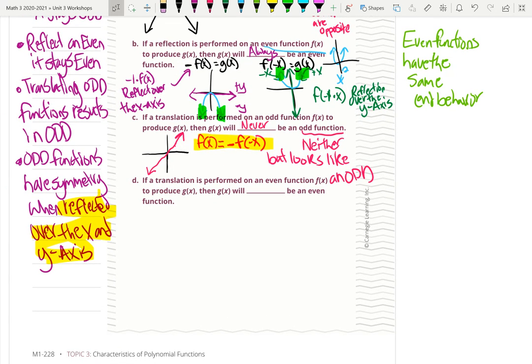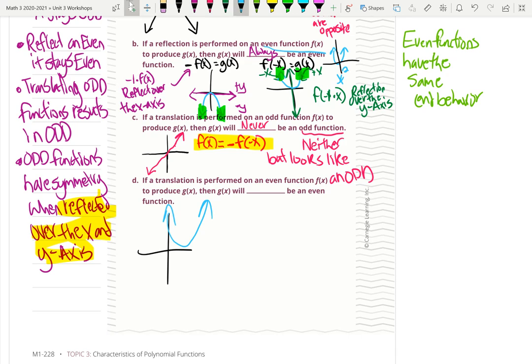Now, let's look at an even function. If we do a translation with an even function, the idea is that we want it to be symmetrical. So notice, if I move it up, it's symmetrical. If I move it down, it's symmetrical. If I move it to the left, it's still symmetrical, but it's no longer at the origin. We want the symmetry to be about the y-axis.